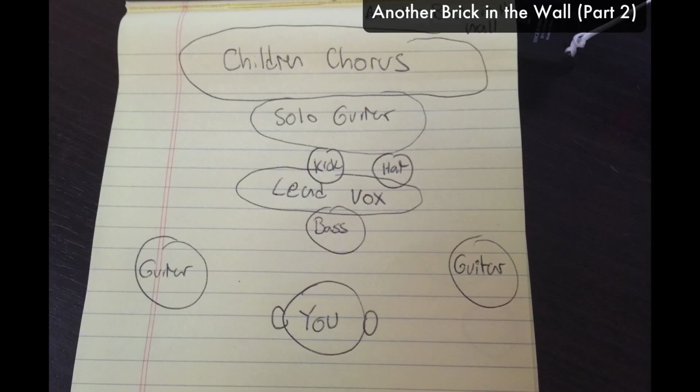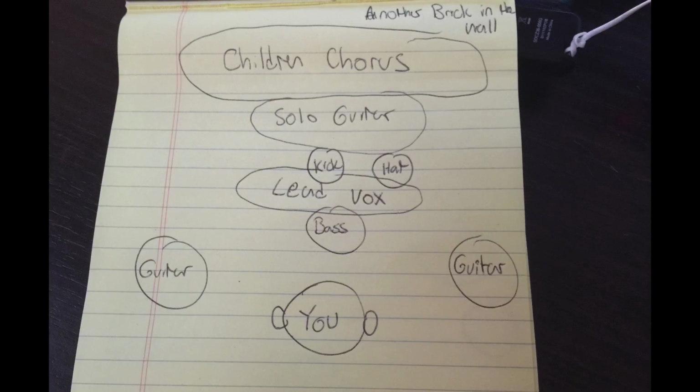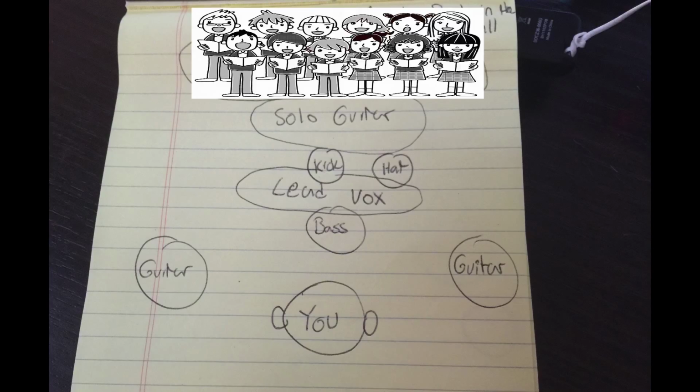So the first one is Another Brick in the Wall by Pink Floyd. And the little U at the bottom is your head from a top-down view. Those are your ears on the side, or the headphones. So what I'm hearing in the song are two different guitars to my immediate left and right. All the way in the back, because it's just drowned in reverb and it sounds far away, are the children's chorus. That's very wide.